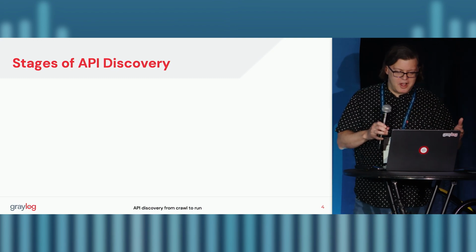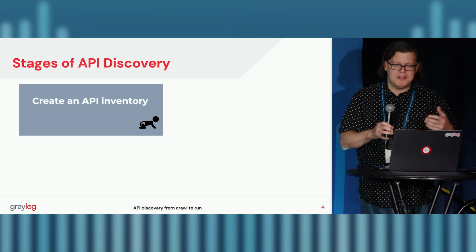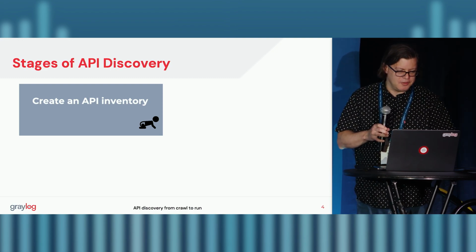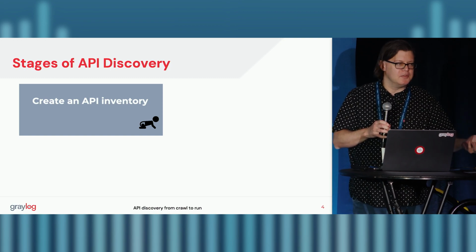All right, so in a lot of talks, you hear all the theory behind the thing, and then at the very end, you get here's kind of the short answer. I'm going to start with the short answer. So I'm going to give you the stages of API discovery, and then we'll talk a little bit about each of these stages and some of the challenges that are there. But it's probably obvious that the first step is going to be to create an inventory.